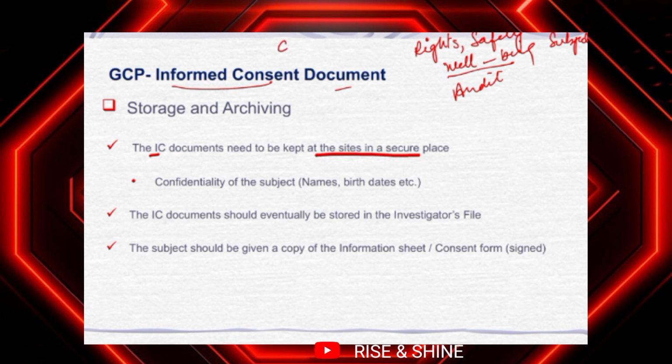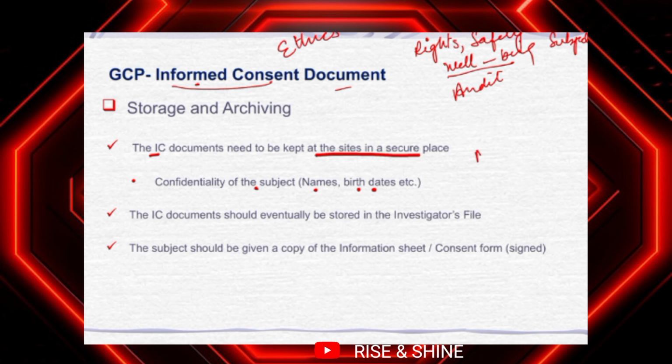And the ethics of the research are also highlighted by the informed consent form. In all the guidelines, the Nuremberg Code and the Belmont Report, the heart of these guidelines is informed consent. So the storage and archiving of this particular form is critical. They are stored in secure places. The confidentiality of the subject, their name, birth date, and any information which can tell about their identity is kept confidential.